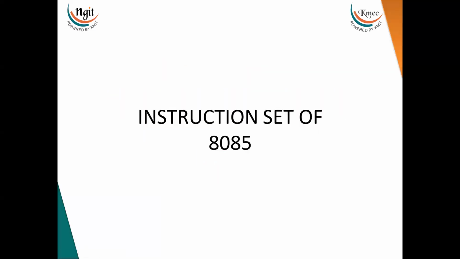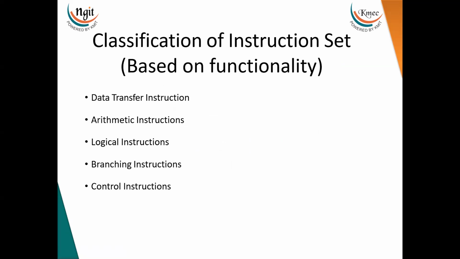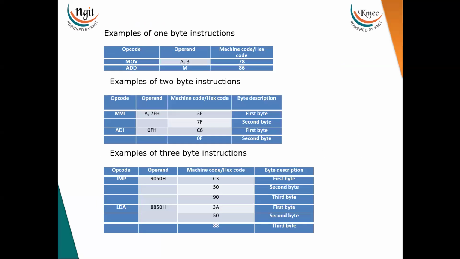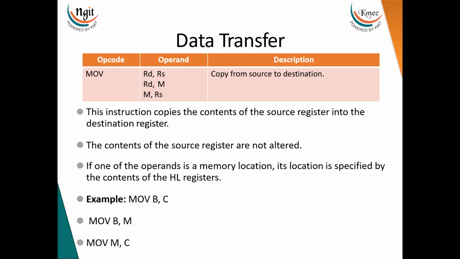Now here we will discuss the data transfer instructions and arithmetic instructions. In the last class, we have seen the classification of instructions based on functionality. Now we will see the instruction formats of data transfer instructions and also arithmetic. Now here this is the first instruction, MOV Rd, Rs.